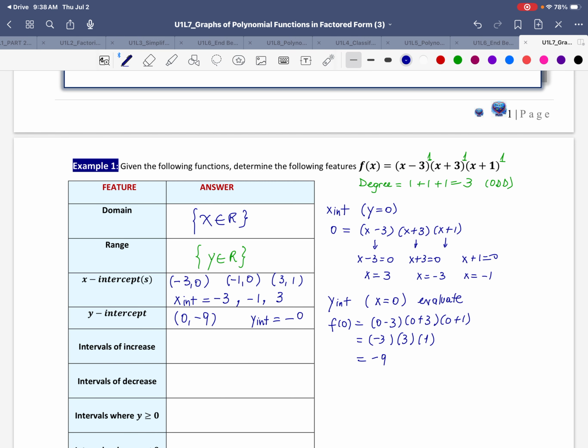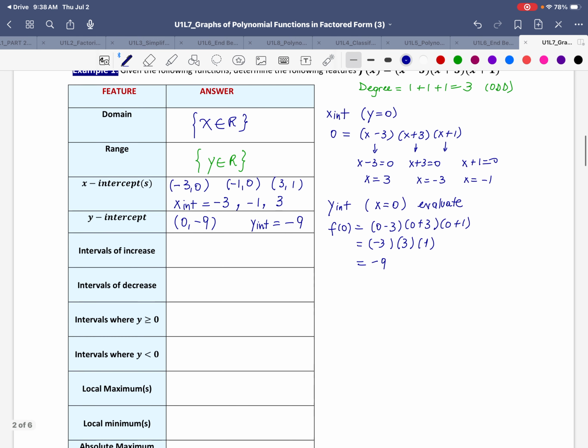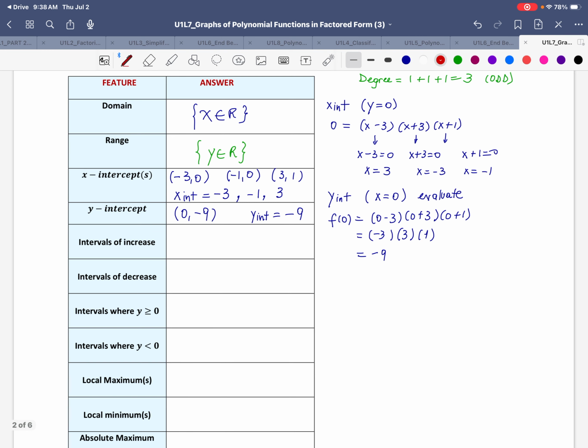So next we have to determine intervals of increase and decrease. Now remember that for intervals of increase and decrease, we're going to need to know the minimum and the maximum points on the graph. Remember that a function is increasing up to the maximum and it is decreasing up to the minimum. So the min and the max are the key values. And we said that we're going to save this for last because it requires a little bit more tedious work. Now, next we want to determine where the y values are positive or 0, and negative.